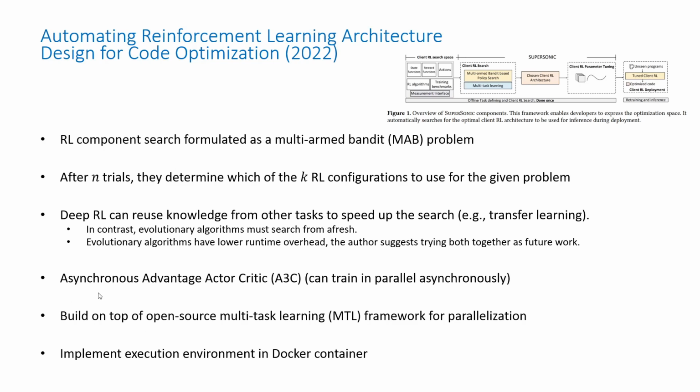For Supersonic, asynchronous advantage actor critic is used, which can be trained in parallel asynchronously. I understand that this is something like what MATLAB does for asynchronous training, which is sending a set of workers to gain the experiences in parallel and then do the weight update in the synchronizing worker. This parallelization of training is done using the open source multitask learning framework, and they use Docker for this work.